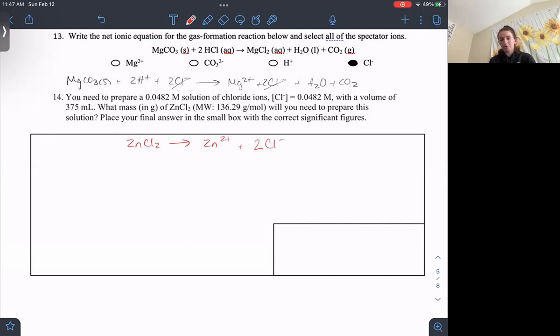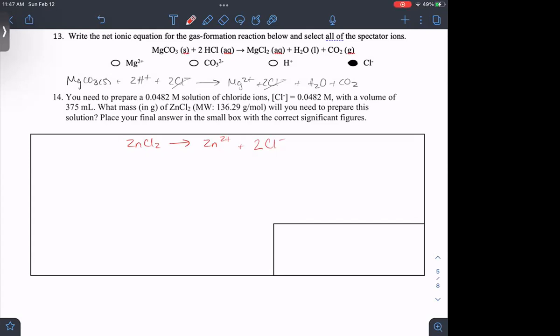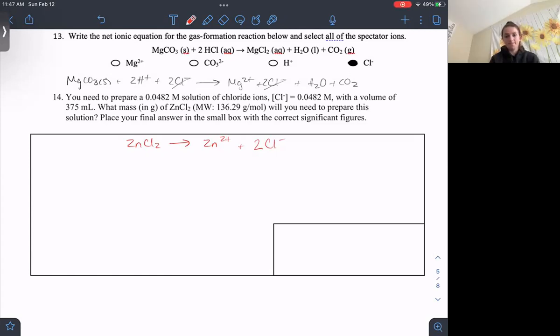You would need aqueous, but for the sake of time, I'm going to remove it. Dissolve means they both just separate from each other? Yep. Okay, so your zinc is going to dissolve, or break apart in solution, and form Zn2+ and Cl-. Okay, so these are in solution. They would have aqueous on them. I think so, but be sure to have that on your exam.